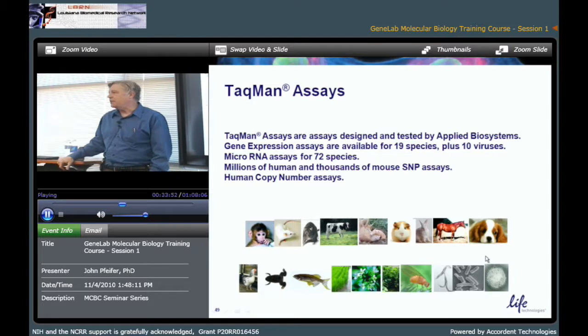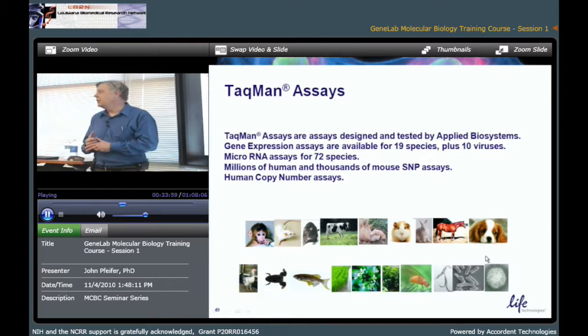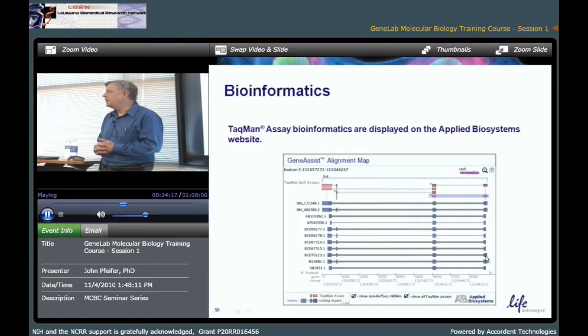But to focus on the TaqMan assays for a few moments, most of the TaqMan assays that I encounter are gene expression, but realize we have many others. MicroRNAs, SNPs, copy number variation, and the list goes on. So for gene expression, we currently cover 19 species plus a handful of viruses. And we display the bioinformatics on our website. For example, what you're seeing here is called the GeneAssist Alignment Map, which I think is a great way to look at the transcript structure of the gene that you're studying.